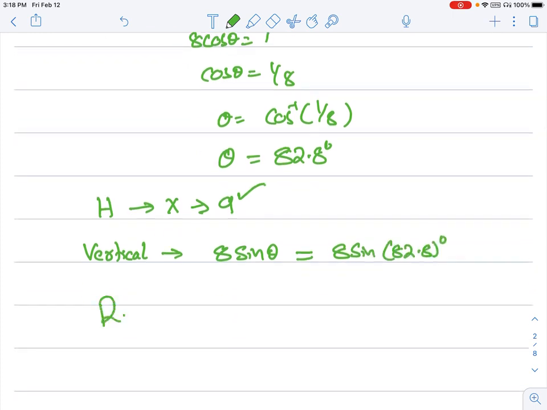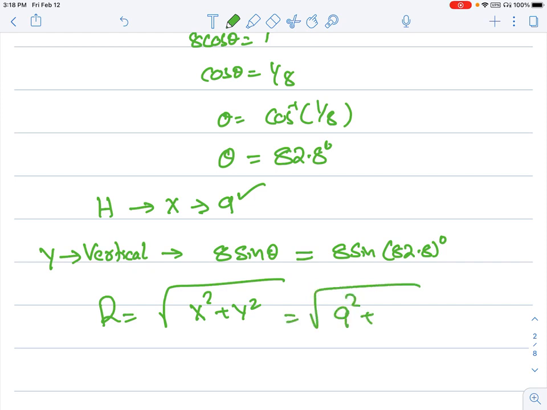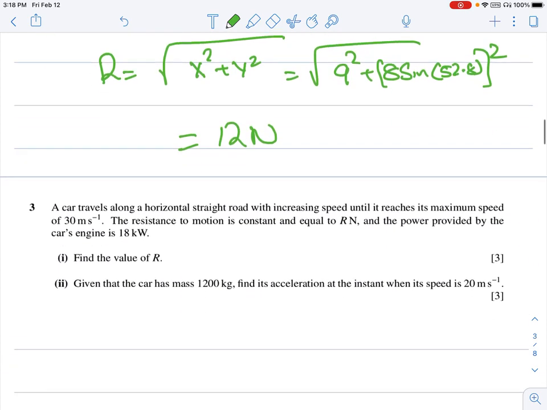So my resultant will be equal to the square root of x squared plus y squared. This is y, so which will be 9 squared plus (8 sine 82.8) whole squared. So I pull up the calculator, 9 squared plus 8 times sine of that answer, whole squared. When I do that in the calculator, I should be getting the answer as 12 newtons. That's going to be the answer.